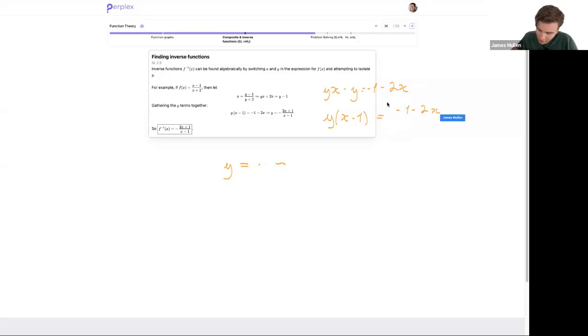And then all I do is I divide both sides by x minus 1, and I get negative (2x plus 1) over (x minus 1). And that's the expression for f negative 1 of x.